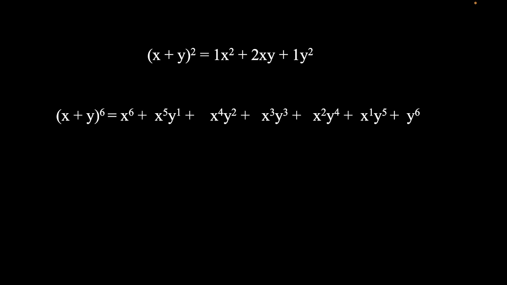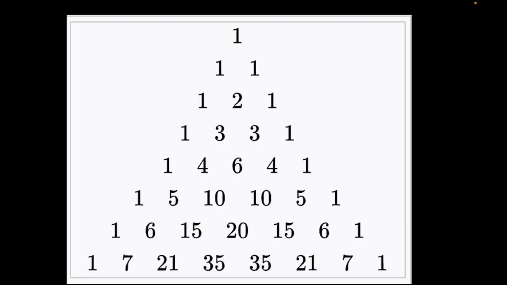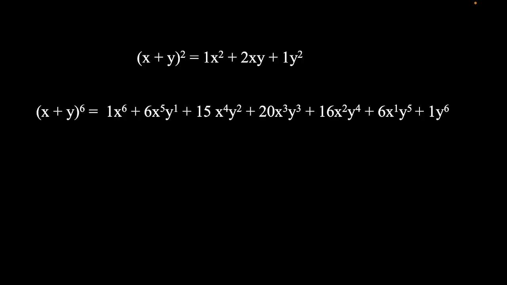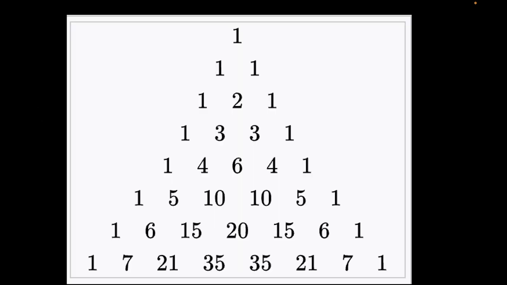Well, for the (x plus y) squared above, we went to the third row of Pascal's triangle. So for (x plus y) to the 6th, we go to the 7th row of Pascal's triangle. So the 7th row, 1, 2, 3, 4, 5, 6, 7, takes us down to the second from the bottom. 1, 6, 15, 20, 15, 6, 1. Those are the numerical components. So what we get is that (x plus y) to the 6th equals 1x to the 6th plus 6x to the 5th y to the 1, plus 15x to the 4th y squared, plus 20x cubed y cubed, plus 15, and so on. So those numbers are just that second bottom row, 1, 6, 15, 20, 15, 6, 1.